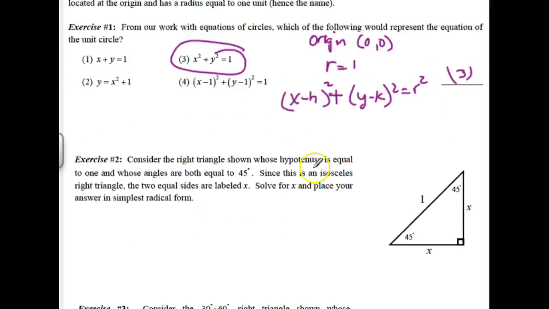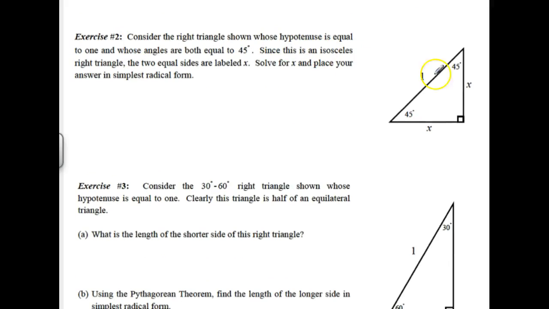That's a simple one. Now 2 says, consider a right triangle here whose hypotenuse is equal to 1 and whose angles are 45. This is an isosceles right triangle since 2 sides are labeled as x. Solve for x. So we know this equation of a circle. It says solve for x and place it in simplest radical form.